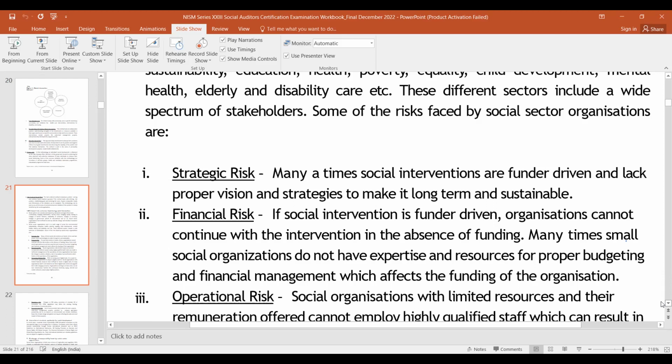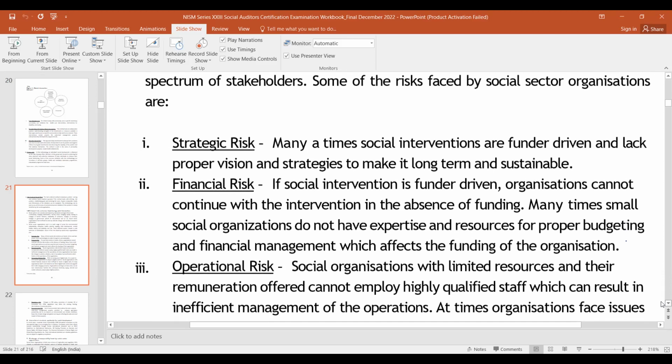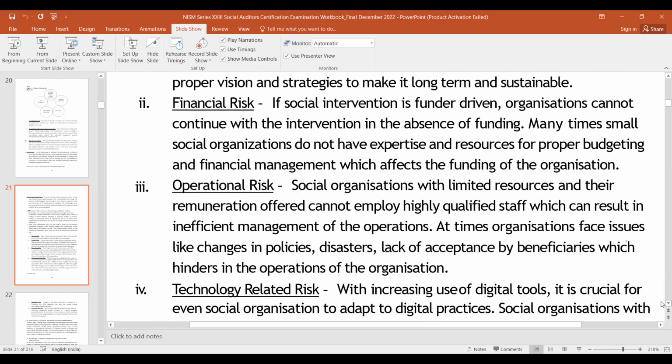Operational risk: social organizations with limited resources and their remuneration offered cannot employ highly qualified staff, which can result in inefficient management of the operations. At times, organizations face issues like change in policies, disasters, lack of acceptance by beneficiaries, which hinders the operations of the organization. So there could be strategic risk, financial risk, operational risk, technology related risks.